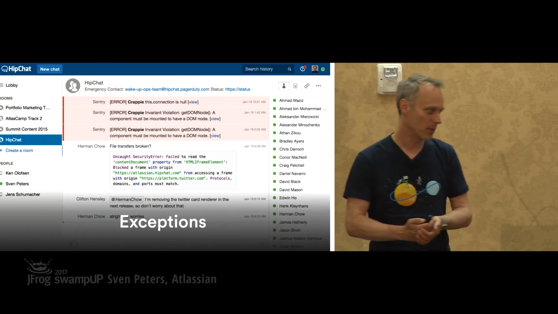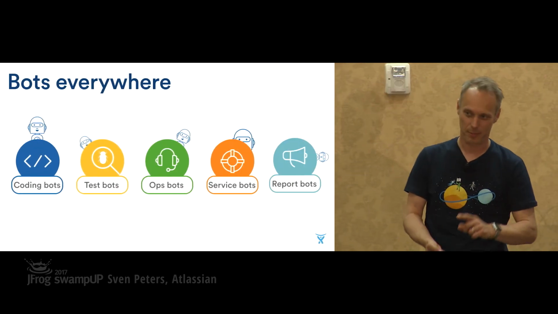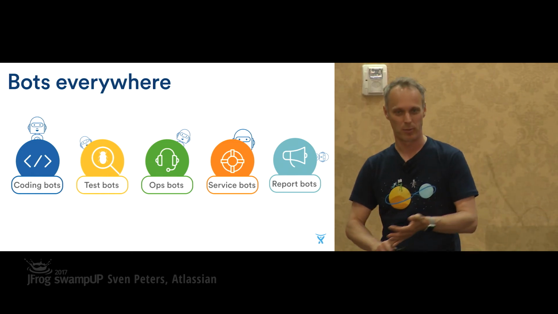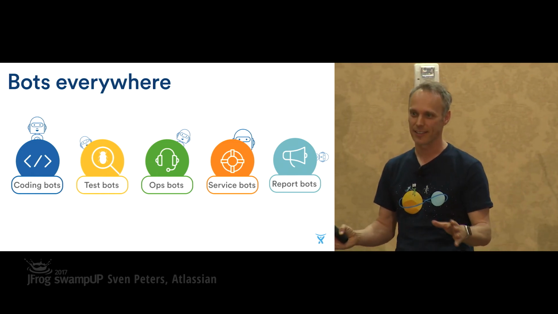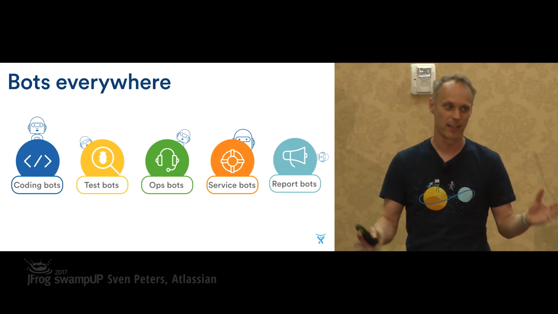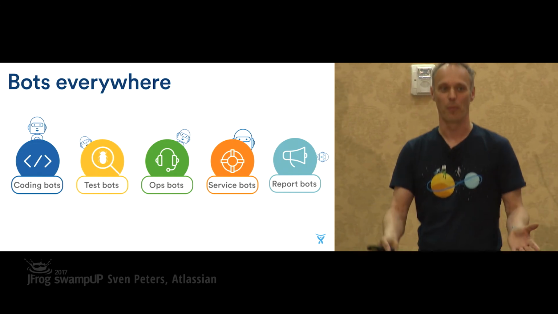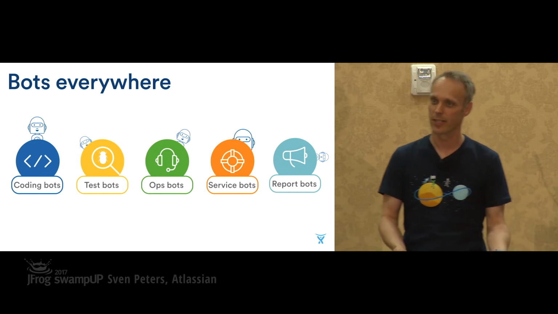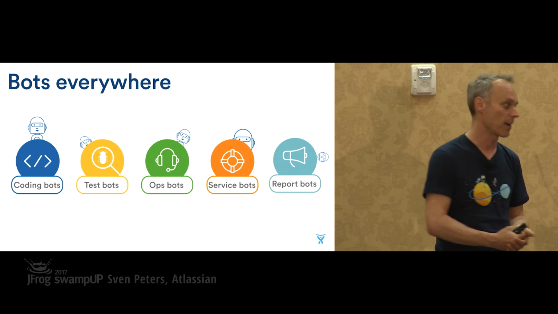All right, just two more minutes to go. I talked a lot about bots: coding bots, test bots, ops bots, service bots, report bots. So there's not just automatic deployments and automatic builds. There's much more in software development we can automate. That helps us save our engineering time and have more coding time.